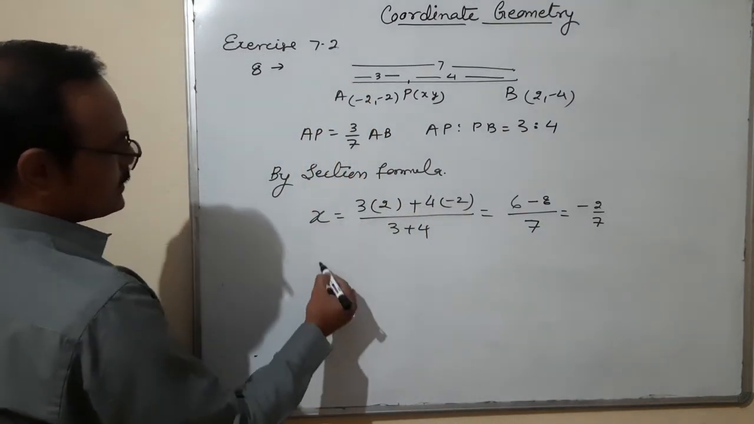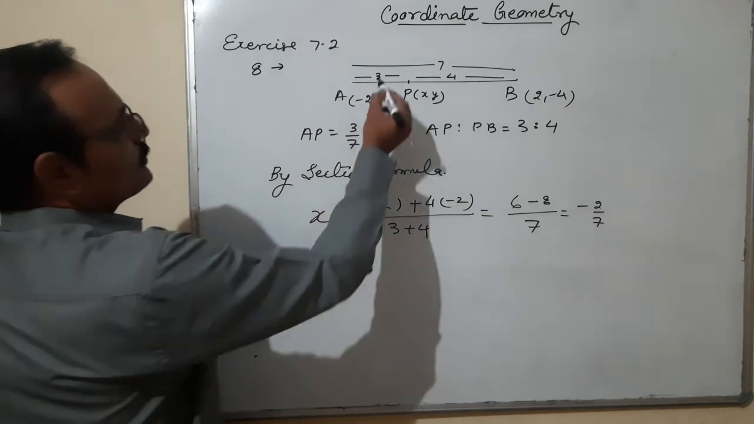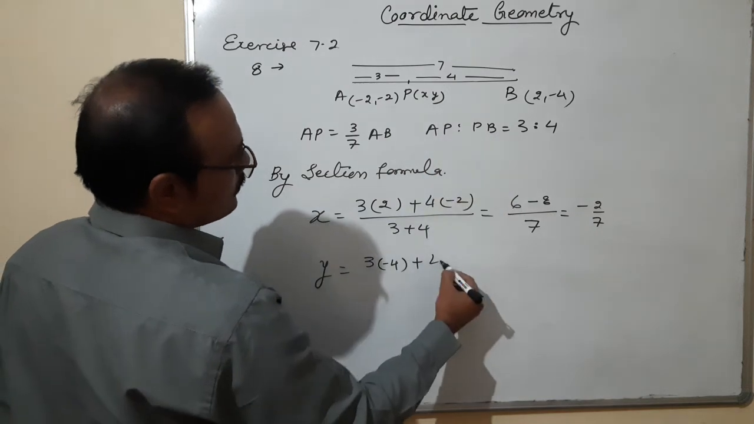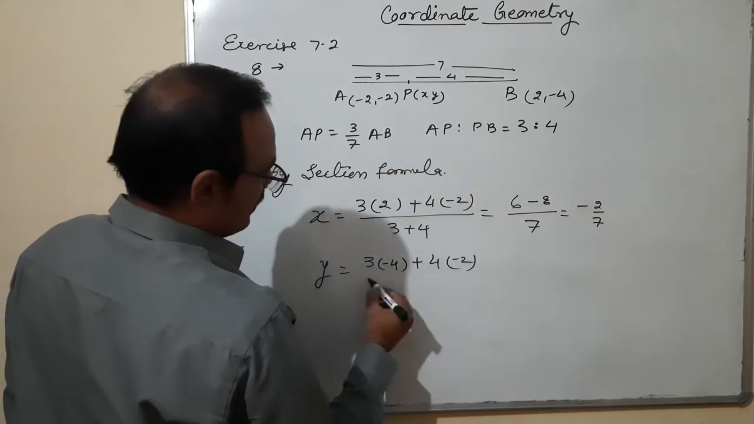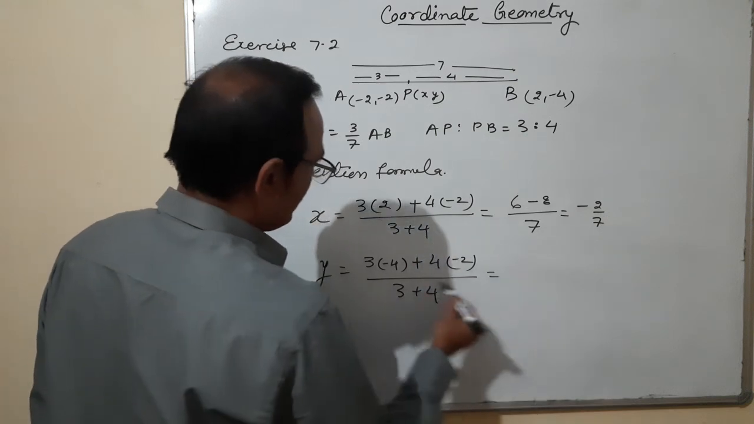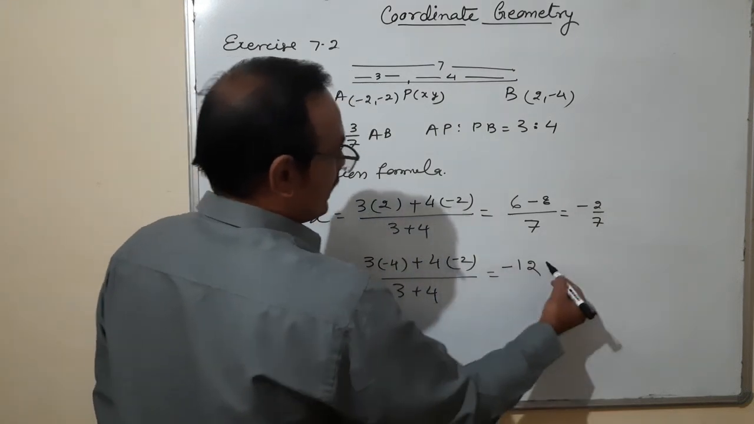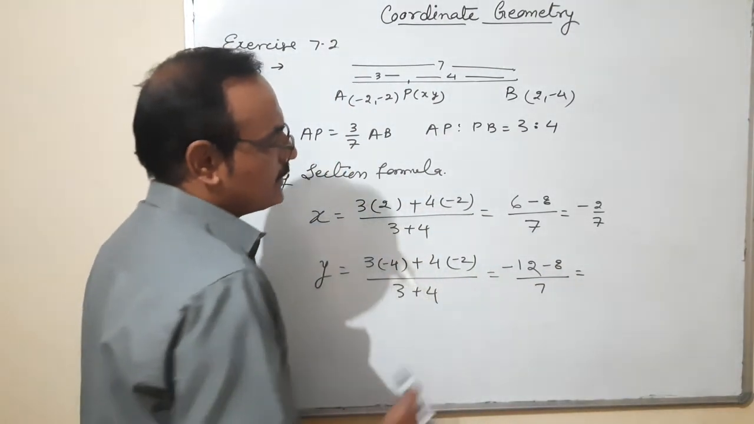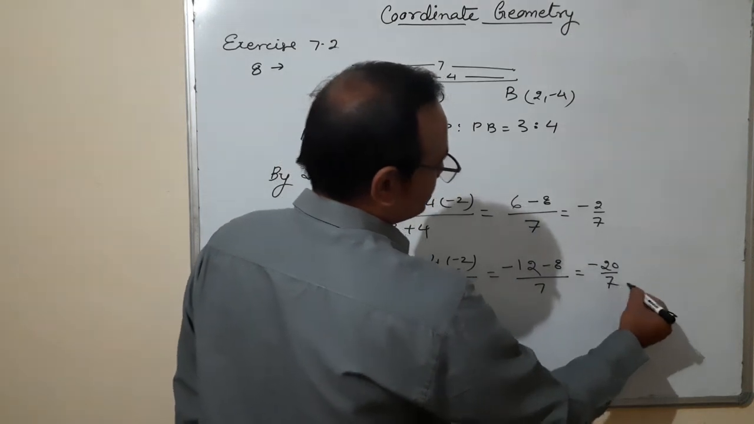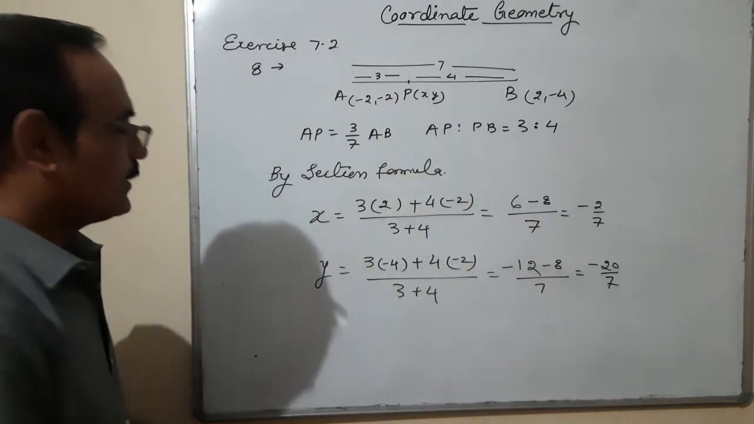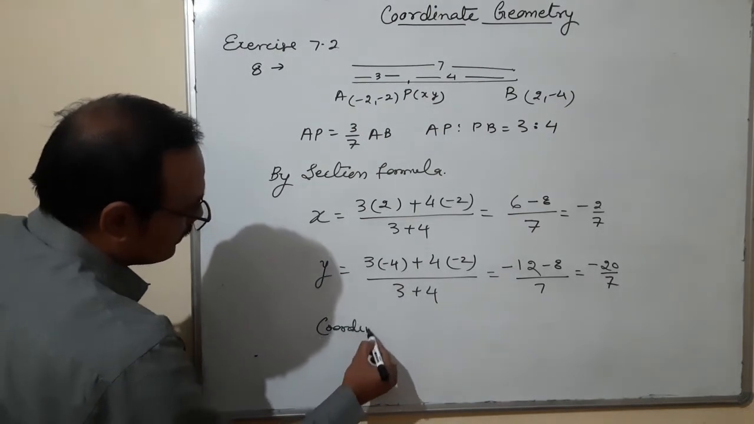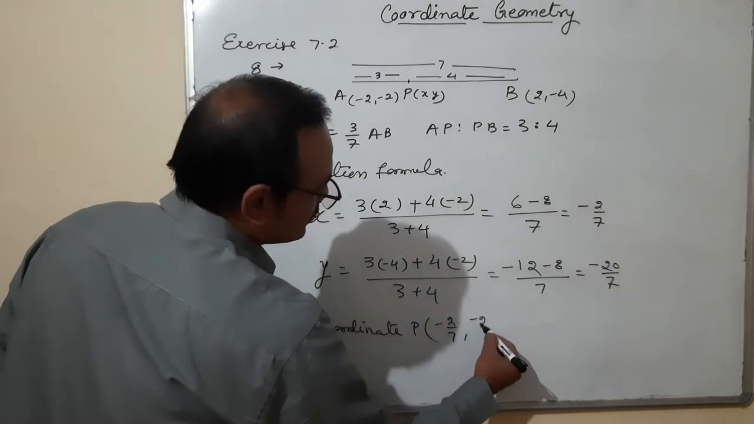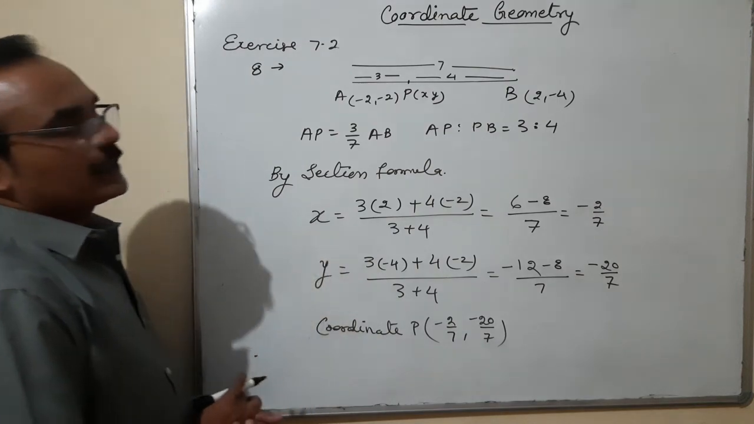Okay. y is equal to (m1 y2 plus m2 y1) upon (m1 plus m2): 3 multiplied by (-4) plus 4 multiplied by (-2), upon 3 plus 4, which is 7. That is minus 12 minus 8 upon 7. Minus 12 minus 8, same sign so they are added, minus 20 upon 7. Okay. So the coordinates of point P are (-2/7, -20/7). These are the coordinates of point P.